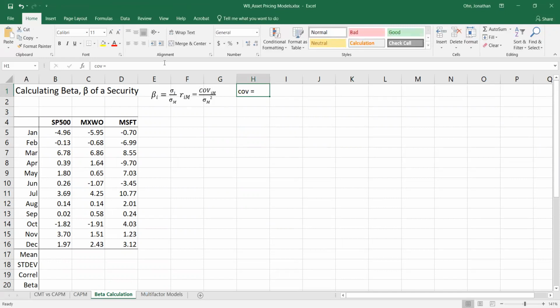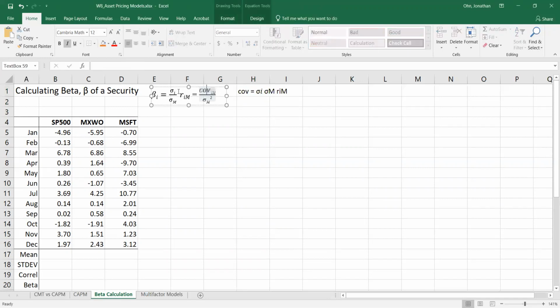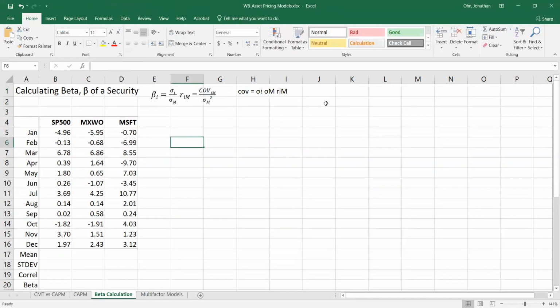Sigma I, I mean, the covariance is this one times this one times R_IM, sigma I, sigma M. So the covariance is this one. If you put this one in here, you get the same equation, right? So one way is to use this mathematical formula.